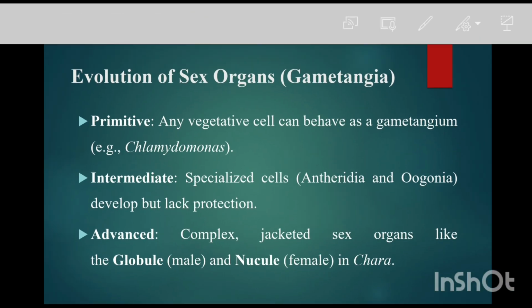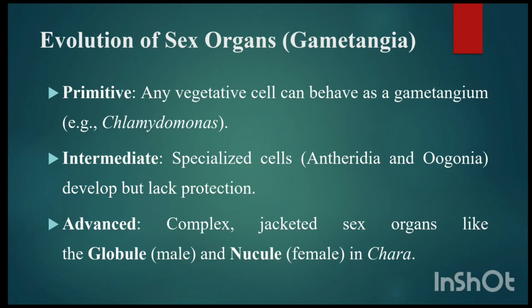Next, evolution of sex organs or gametangia. In primitive algae, any vegetative cell can behave as a gametangium, as seen in many species of Chlamydomonas. In the intermediate type, some specialized cells like antheridia and oogonia develop, but lack of protection is observed. Next, the advanced type, which is complex and has jacketed sex organs like globule and nucule in Chara. In this way, different types of sex organs have evolved in different groups of algae.